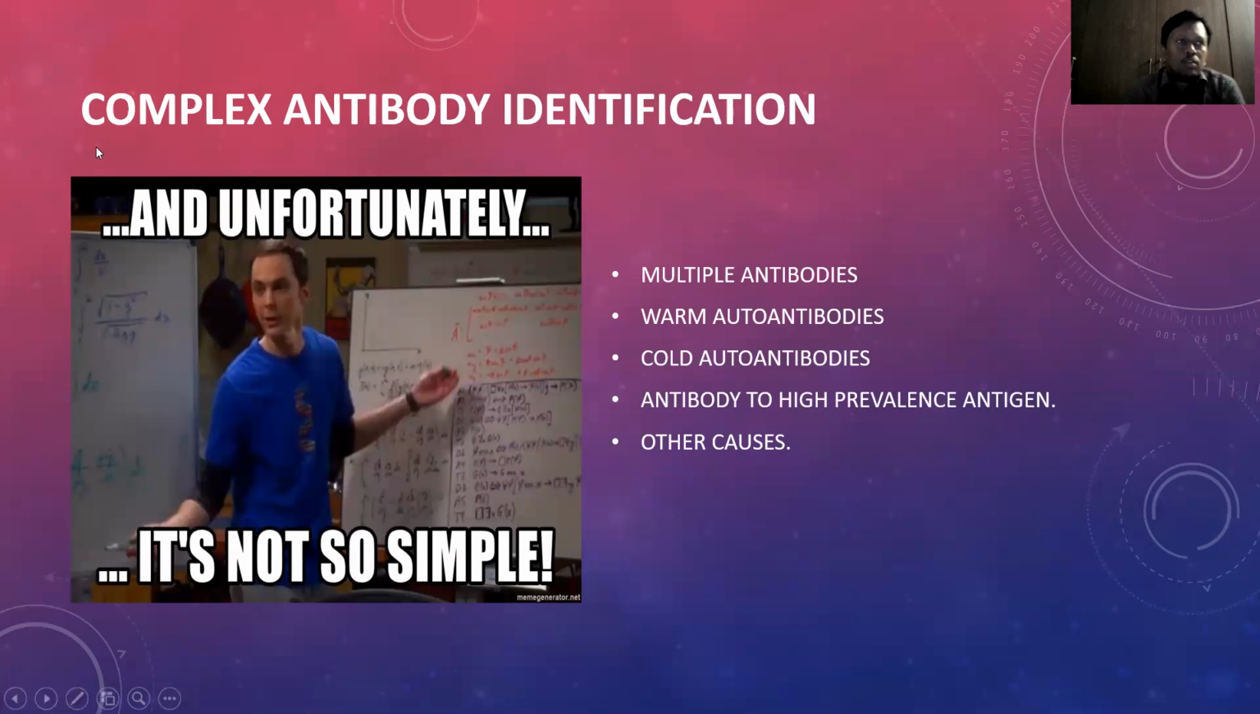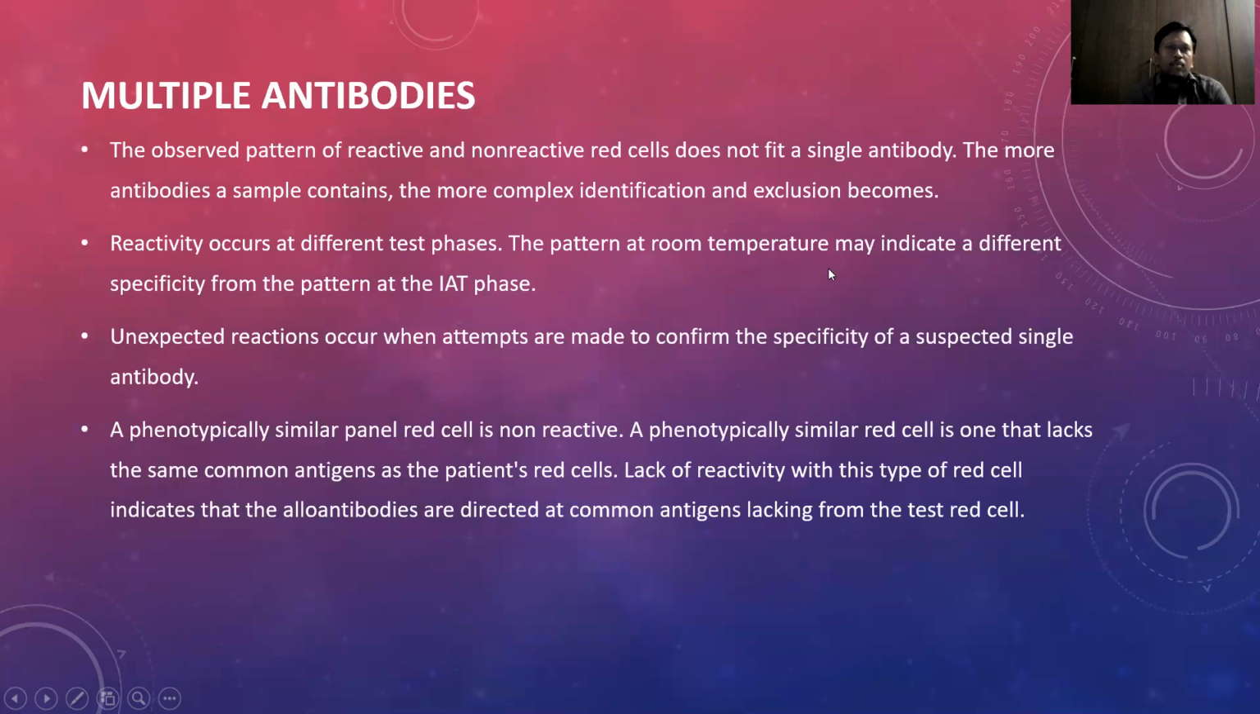Next we move on to complex antibody identification. This can occur because of various issues: multiple antibodies, warm autoantibodies, cold autoantibodies, antibody to a high prevalence antigen, and other causes. All these things can make it a very complex situation to identify these antibodies.